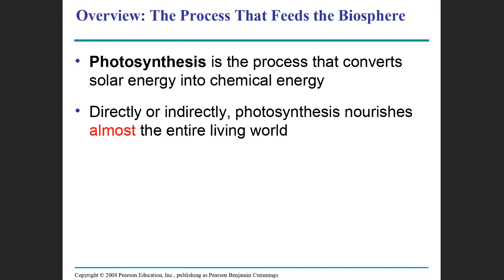So photosynthesis is the process that converts solar energy into chemical energy. So the light that comes from the sun is going to be used in photosynthetic organisms, not just plants, but photosynthetic organisms, to convert that solar energy into chemical energy. So both ATP and ultimately glucose or some form of carbohydrate. Glucose, fructose, sucrose, starch, something like that.